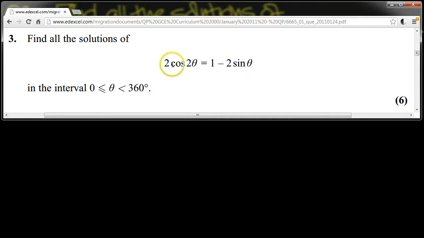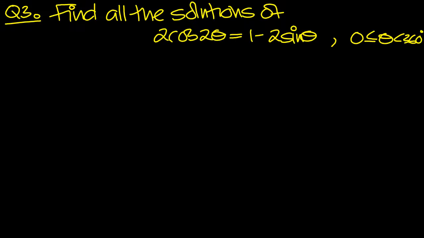Find all the solutions of 2 cos 2θ = 1 - 2 sin θ for θ from 0 to 360. So let's have a look at this then. The cos 2θ we can replace with cos squared minus sine squared, which is 2 cos squared minus 1, or 1 minus 2 sine squared, because then we'll have a quadratic in sine, won't we? So let's use the 1 minus 2 sine squared version for the cosine double angle.